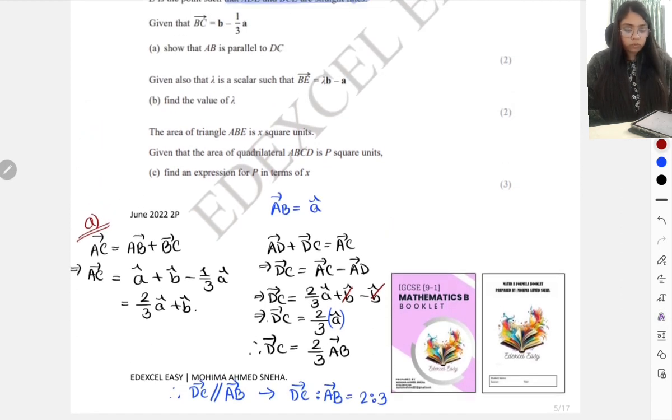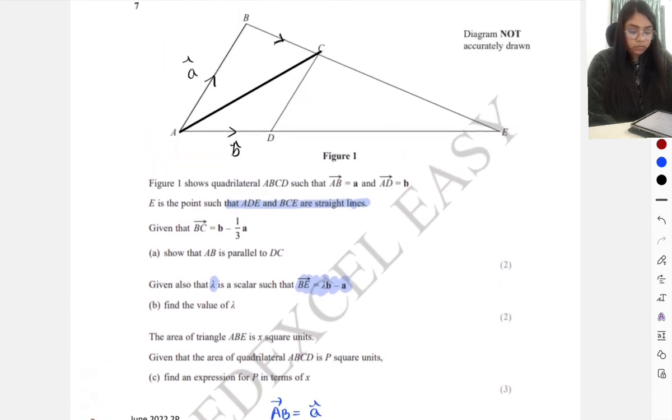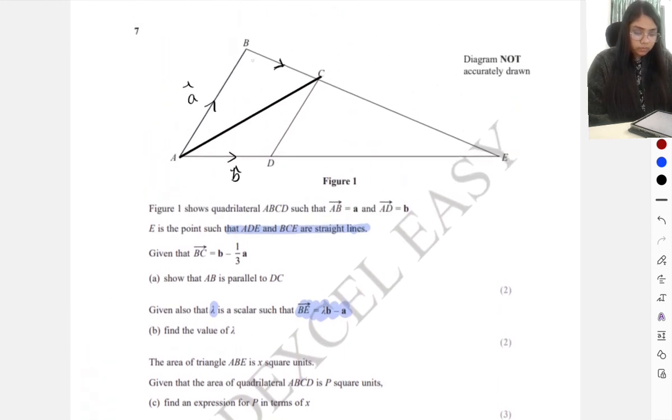For part B, it says that given that lambda is a scalar and such that BE is lambda B minus A. Okay, and over here lambda is a scalar. We need to find the value for that lambda. Now BE, right? BE was for this total length of this triangle. We do have the vector for BC though. Right, yeah, BC is over here. This is the vector for BC.